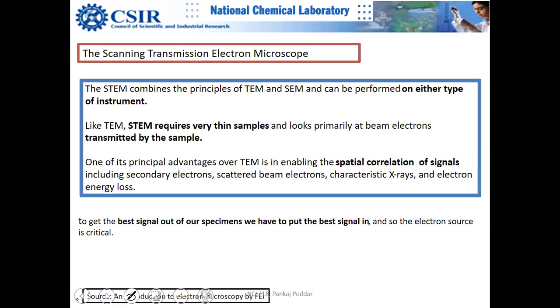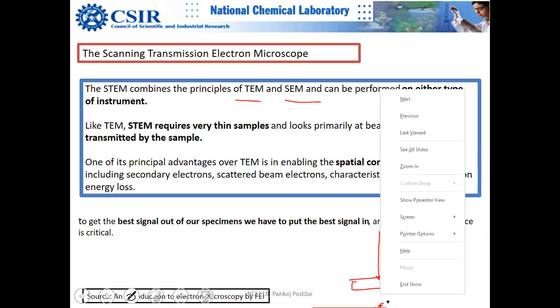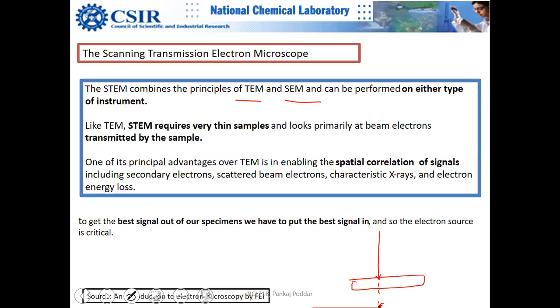So it basically combines the principle of TEM as well as SEM. TEM has the power of transmission, so you are looking at the electrons which are transmitted. In SEM, first you have to understand what SEM is. In SEM, you are looking not at the transmitted electrons, but at the electrons which are generated by the sample. Suppose this is your sample and you are bombarding electrons. If your observer is here, you're looking at electrons transmitted through the sample. This is called transmission electron microscopy.